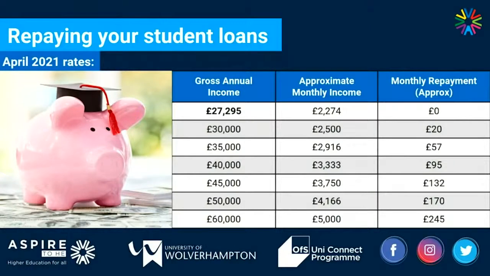You need to be earning over £27,295 per year in the April after you graduate before you even start paying back any of your student loans. And the monthly repayment column on the right hand side tells you approximately how much you will repay in student loans each month depending on your annual earnings.